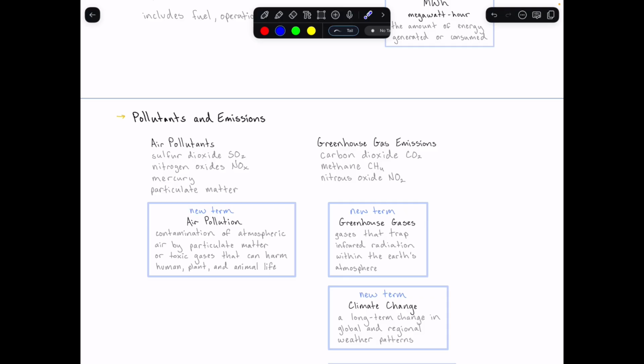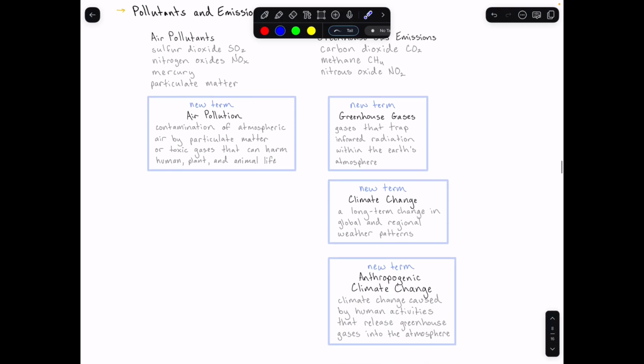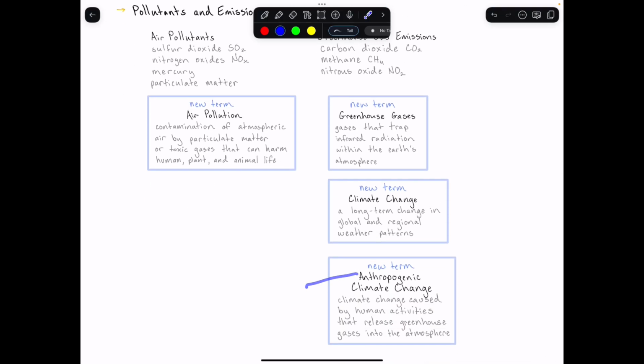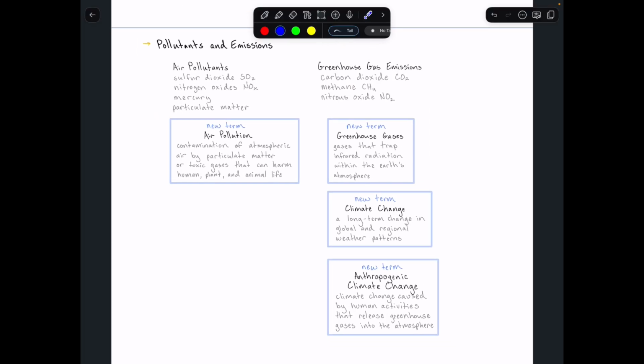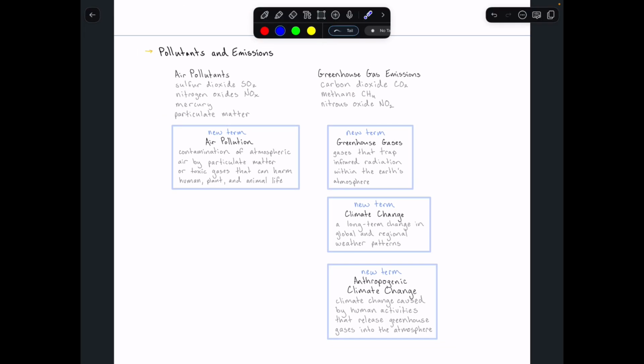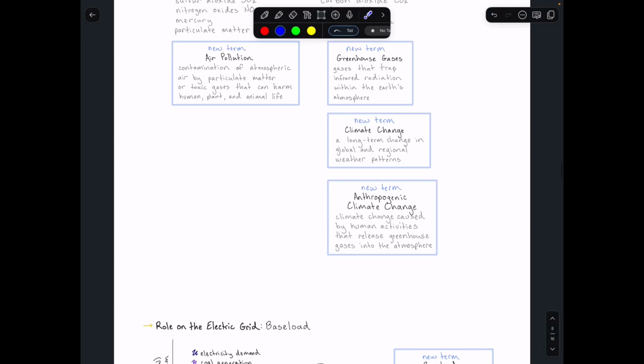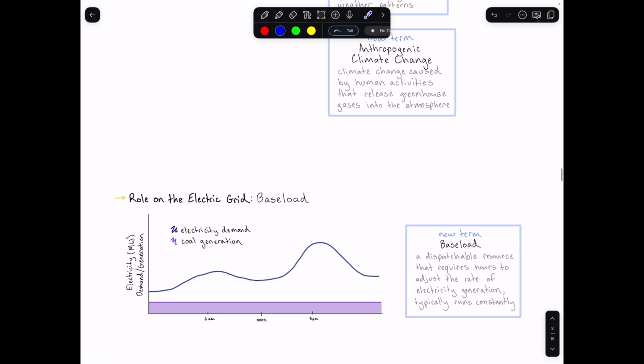The climate change that we are experiencing right now is sometimes referred to as anthropogenic climate change. This is just climate change that is caused by human activities. In this case, the release of greenhouse gases from combusting fossil fuels such as coal. So this is an important note to keep in mind that we're going to be referencing in other lectures as well. Okay, and then the last part of this section is the role on the electric grid.